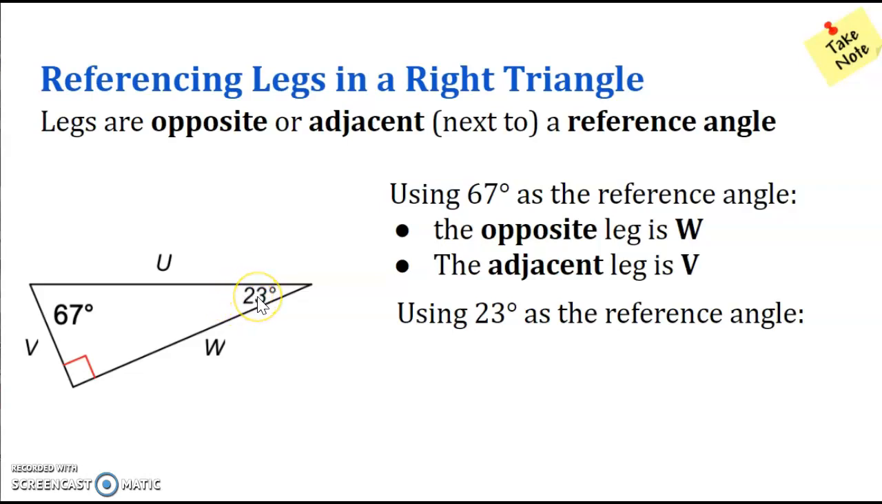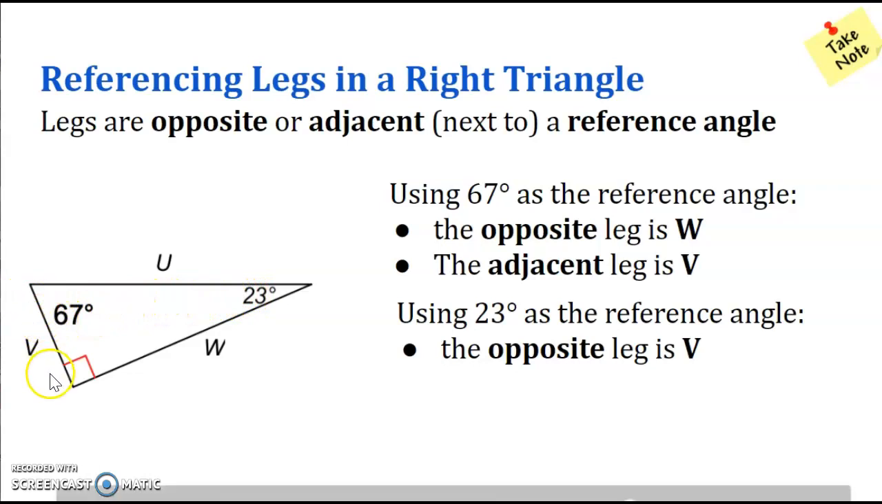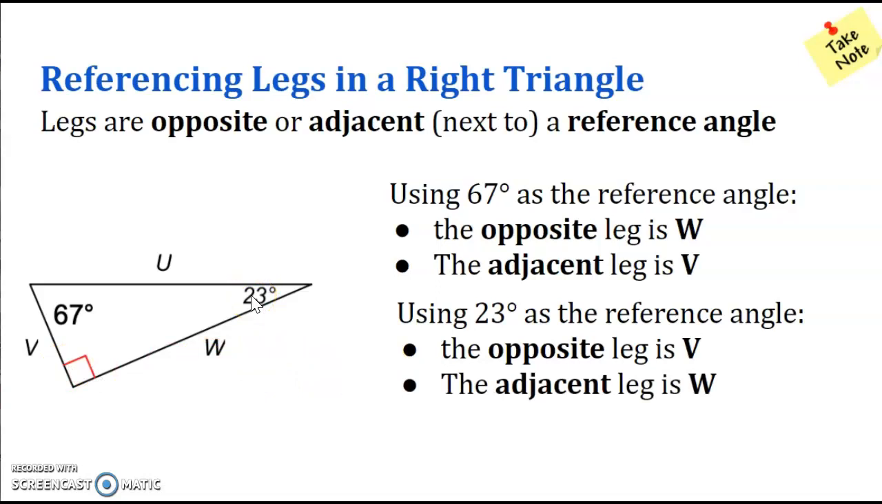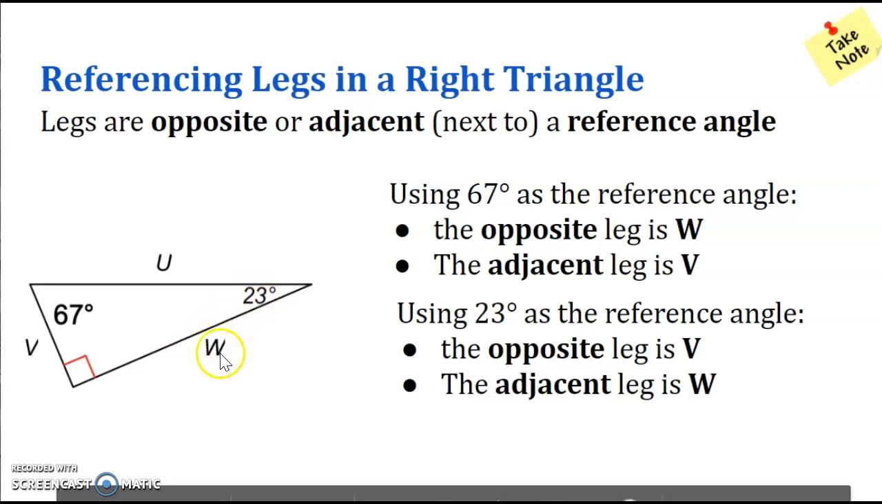But if you're using 23 as the reference angle, that means we're looking from the perspective of the 23-degree angle. Okay, so when we're looking from this angle, which is the opposite? Opposite means across from. So across from this 23 angle is this one, which is the leg V, whereas the adjacent to the 23-degree angle, that means right next to this angle, the leg that is next to the 23-degree angle is the side length W, or the leg W. U again is still the hypotenuse, because the hypotenuse is the side that is opposite the right angle.